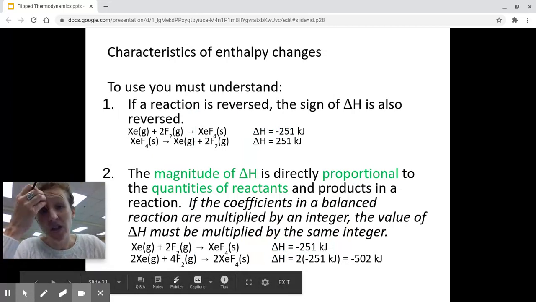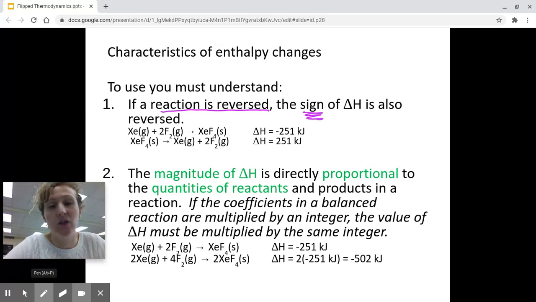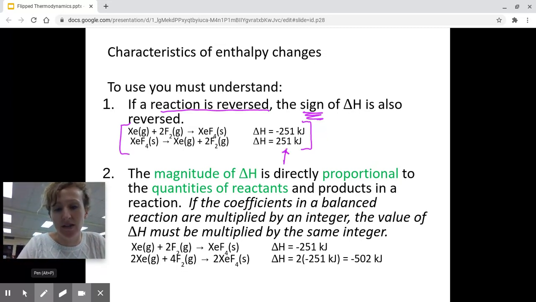The other things we've actually already talked about, let's just kind of review how enthalpy works. Remember, if the reaction is reversed, the sign of delta H is going to be reversed also. And you can see that here. The only difference between the top reaction and the bottom reaction is that they're flipped. And so the magnitude of delta H is the same, but the sign is opposite.